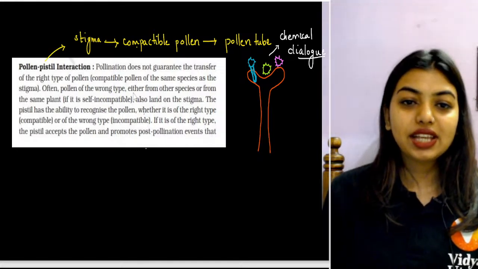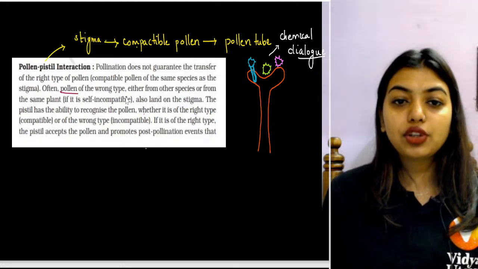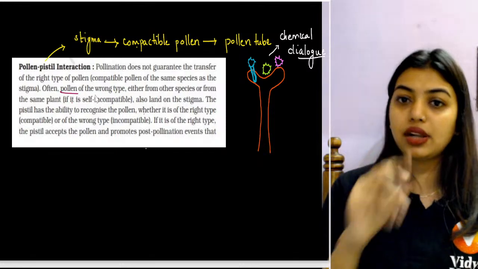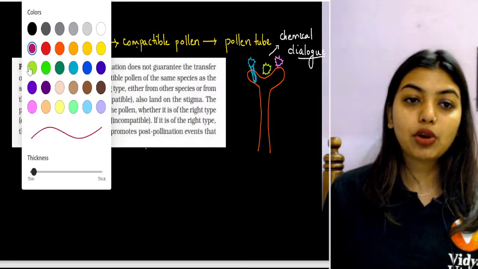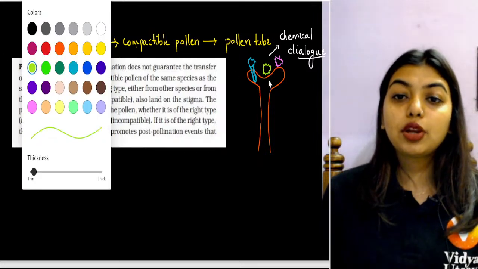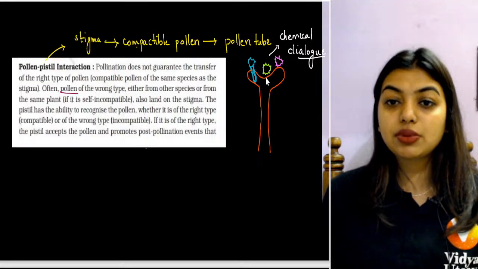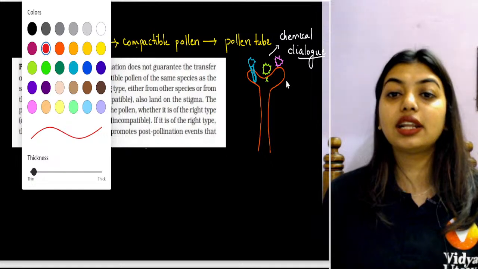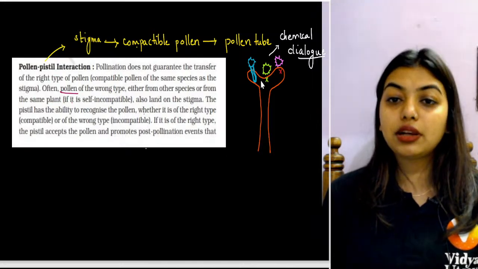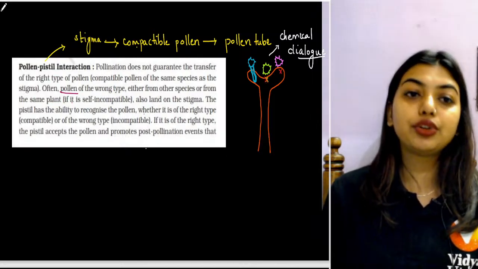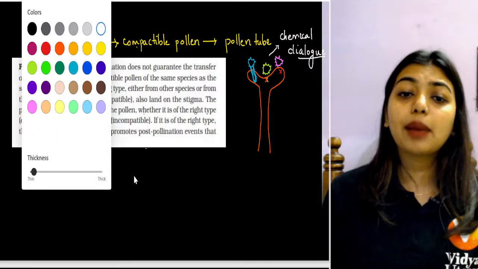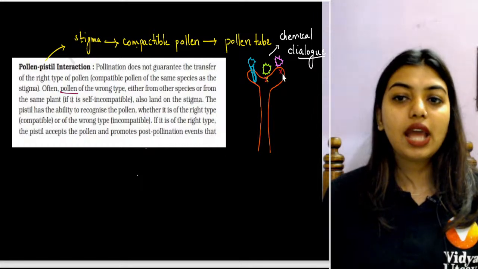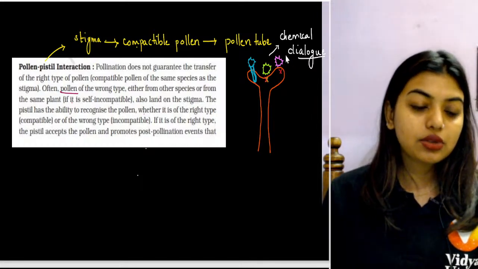So often pollens of the wrong type, either of other species or from the same plant itself, get rejected. Let's say the one Tanuja brought was from the same plant, but because of inbreeding depression, this will get rejected. Why will this get rejected? Because the plant has already decided that it is going to do self-incompatibility, that is, I'm not going to accept my own pollen. So that is why this one got rejected. And this one was the wrong type.